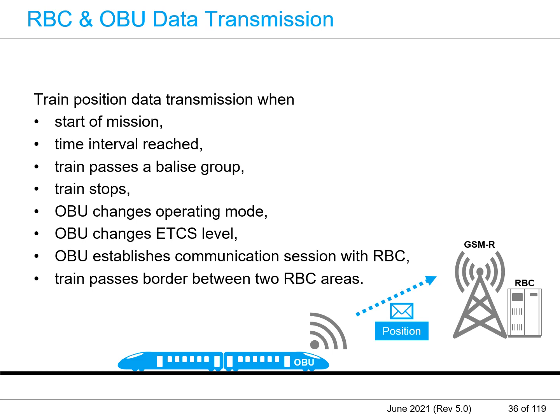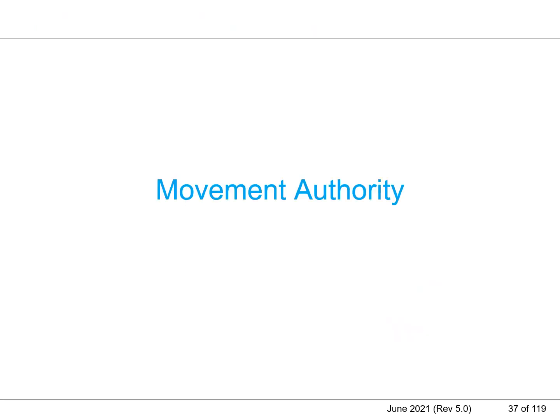The train position data is critical for the safe train operation. However, the train position data from the train OBU to the RBC is not transmitted in real time. The train OBU transmits the train position data when: start of mission, time interval reached, train passes a balise group, train stops, OBU changes operating mode, OBU changes ETCS level, OBU establishes communication session with RBC, and train passes border between two RBC areas.